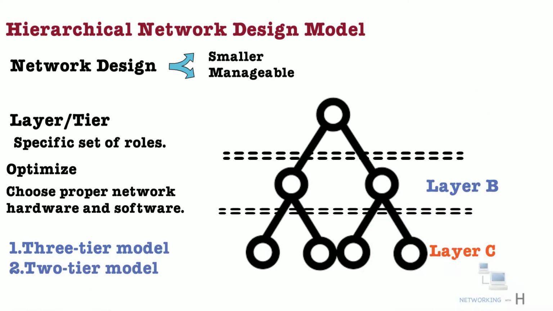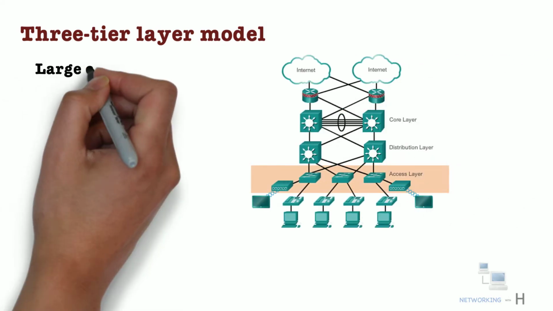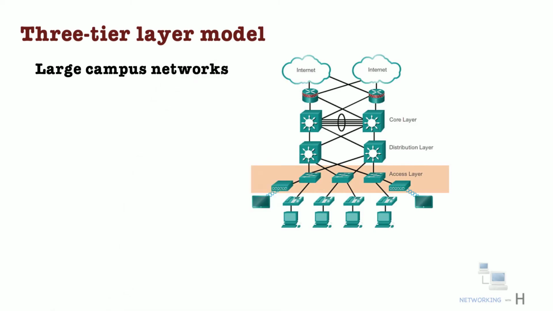A typical enterprise hierarchical campus network design includes the following three layers: core layer, distribution layer, and access layer. The three-tier model includes all three layers. This design model can be used in large campus networks, where multiple distribution layers and buildings need to be interconnected.